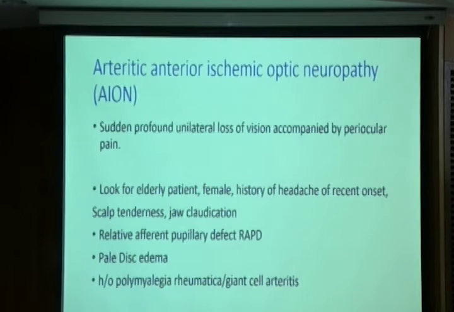Another vascular event which can affect the eye is the arteritic anterior ischemic optic neuropathy. So arteritic means that it is related to a systemic vasculitis, most commonly polymyalgia rheumatica or giant cell arteritis. Here, patient again suffers with a sudden profound unilateral loss of vision, which usually is accompanied by periocular discomfort. So such kind of presentation you should keep in mind if you are having an elderly patient with history of headache of recent onset, mostly a female, who gives the history of scalp tenderness and jaw claudication.